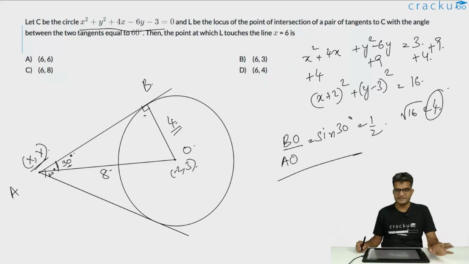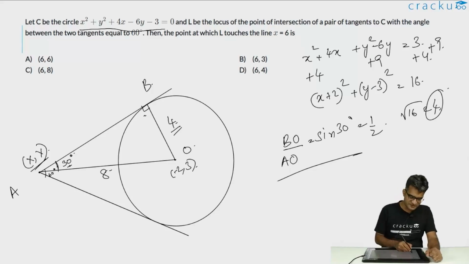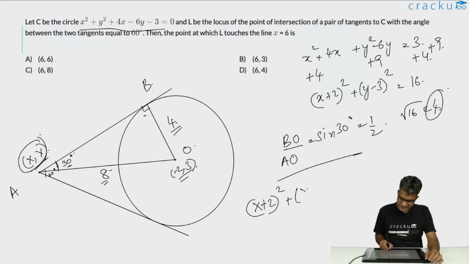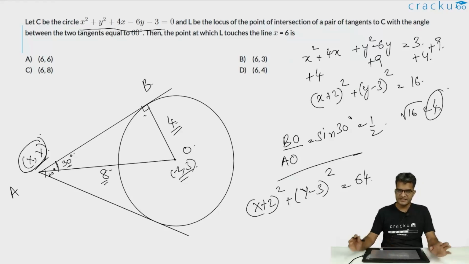Now we can get an equation that x comma y has to satisfy, because this point x comma y has to be at a distance of 8 units from this point O, which is minus 2 comma 3. So x plus 2 whole square plus y minus 3 whole square has to be equal to 8 square, which is 64. This is the equation that x and y has to satisfy, or to put it in another way, this is the locus of the point A.